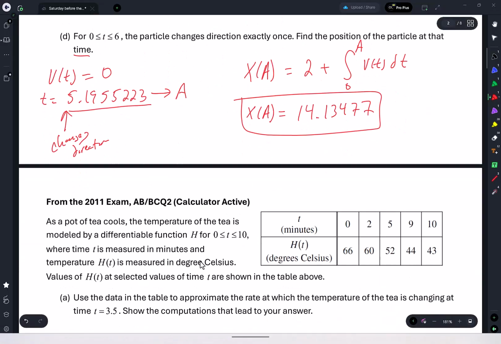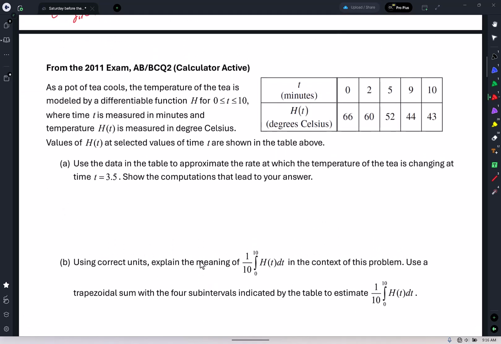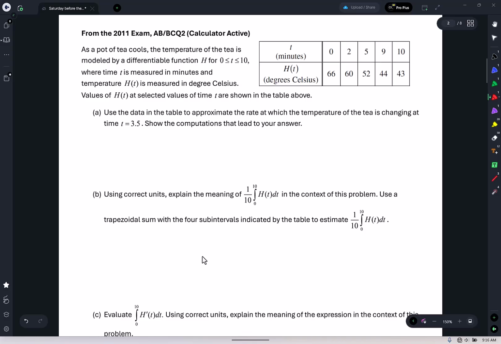This one's contextual, but it's also differential equations. Let's talk about the question. As a pot of tea cools, the temperature of the tea is modeled by differentiable function H for 0 to 10, where time t is measured in minutes and temperature H of t is measured in degrees Celsius. Values of H of t at selected values of time t are shown in the table above. Before you even start, it's contextual. Do we know what's happening? You have a liquid, a tea, it's hot, in degrees Celsius, and they just poured it, and it's cooling off because it's no longer being heated. That makes sense? All right, let's see what the first question says.